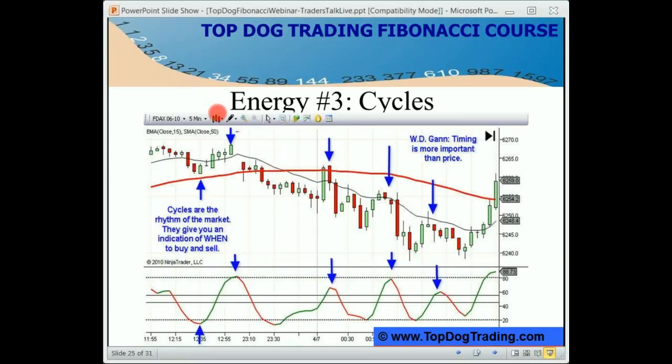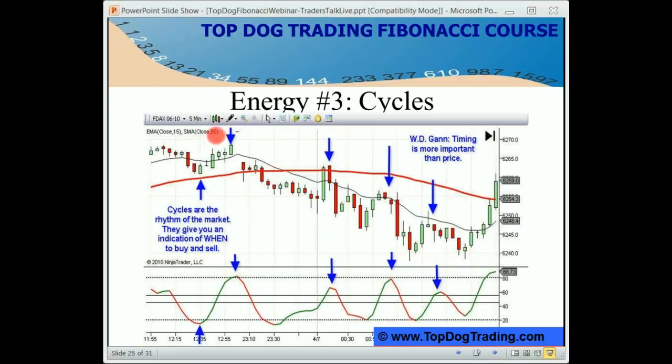All right, energy number 3. Now we come to cycles. Cycles are like the rhythm of the market. I think of them as the respiration, actually. The inhale, the exhale. The inhale, the exhale. It's almost like if you're lifting weights. You know, when you pull the weight down, let's say you're doing a bench press, you inhale, and then when you push the weight up, whew, you exhale.